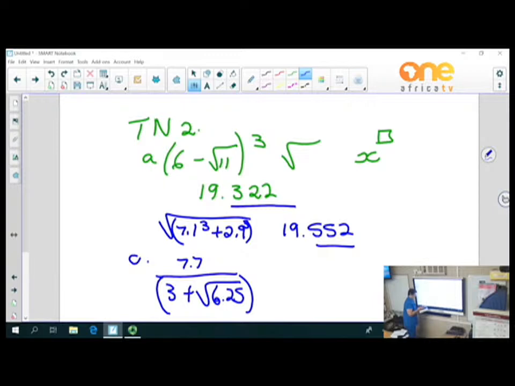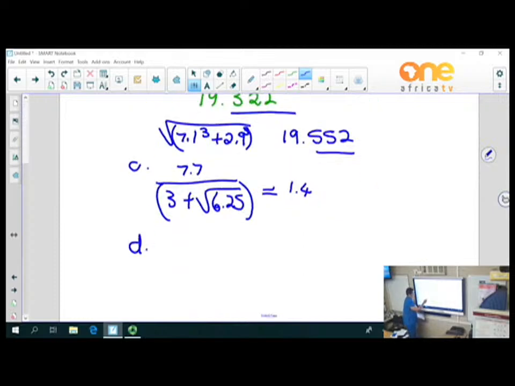7.7 divide by brackets 3 plus the square root of 6.25 close the bracket is equal to, and the answer is 1.4. Some calculators have built-in brackets, but not all of them, so we must make sure how your calculator works. Then number D, 12 squared minus 4 cubed.